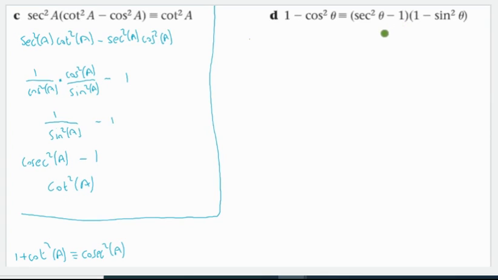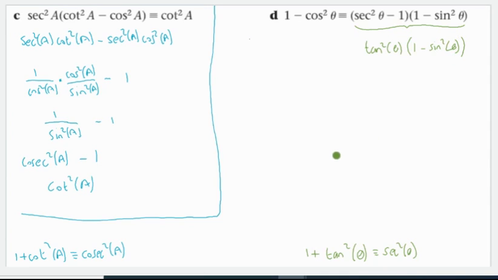If I start with this side, I also know that 1 plus tan squared theta is identical to sec squared theta. Therefore, sec squared theta minus 1 is the same thing as tan squared theta. So I can replace the sec squared theta minus 1 with tan squared theta, and that's multiplied by 1 minus sine squared theta.